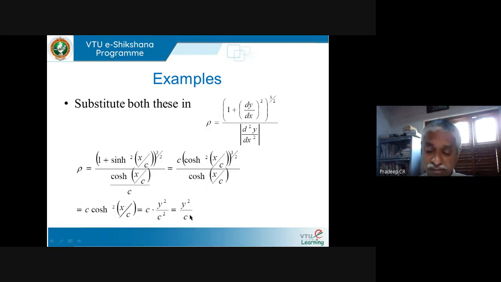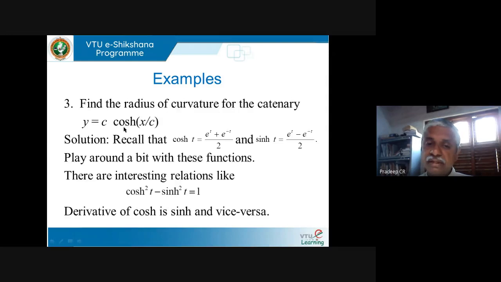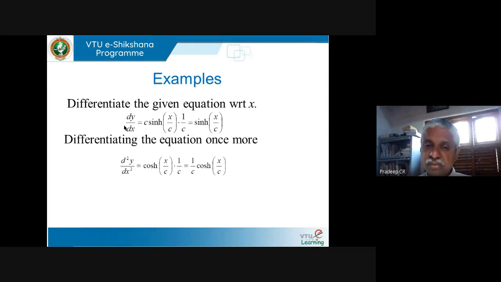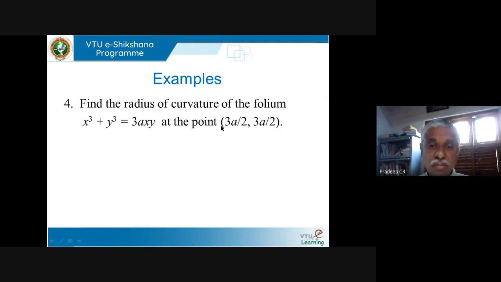That's all I wanted to say in this example. So understand, there's nothing very deep happening here. Geometrically, there are a lot of significant things happening, but algebraically, all you need to do is, given the equation of the curve, differentiate it twice, once to find dy/dx, once more to find d²y/dx², and plug both into this expression. You get the radius of curvature. That's all. Let's do one more problem.